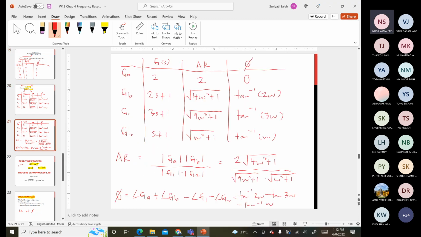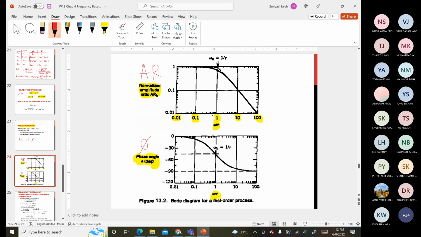So in this case, we will get this kind of graph. This kind of graph represents the Bode diagram, where you have the amplitude ratio and the phase angle. What we are going to do with it will be discussed later on. Here I just illustrate what we can obtain from the amplitude ratio and the phase angle.